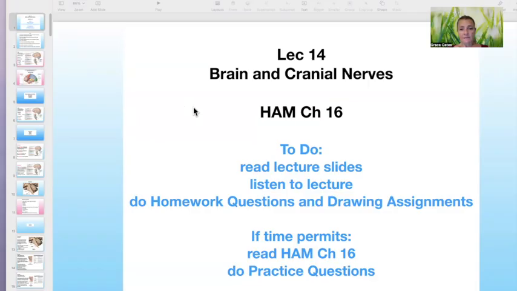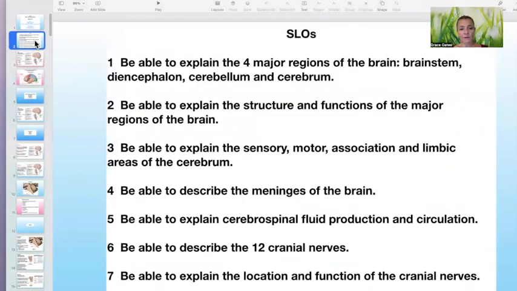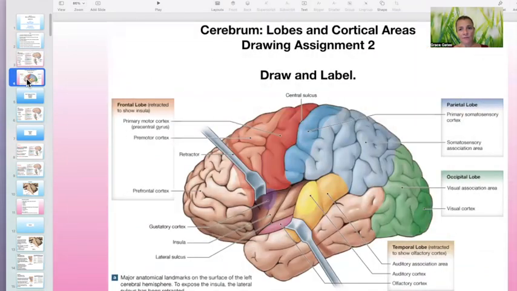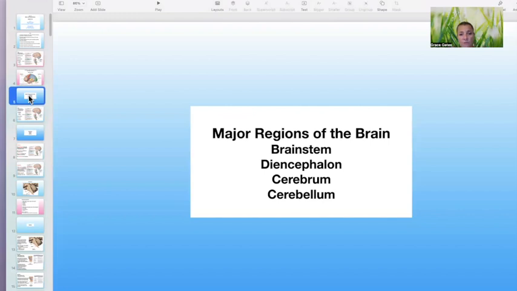This is a lecture about the brain and cranial nerves. This lecture is based on Martini's chapter 16. Here are the learning objectives. The drawing assignments are to draw the different parts of the brain and to draw the lobes and cortical areas of the brain. Okay, so to begin.